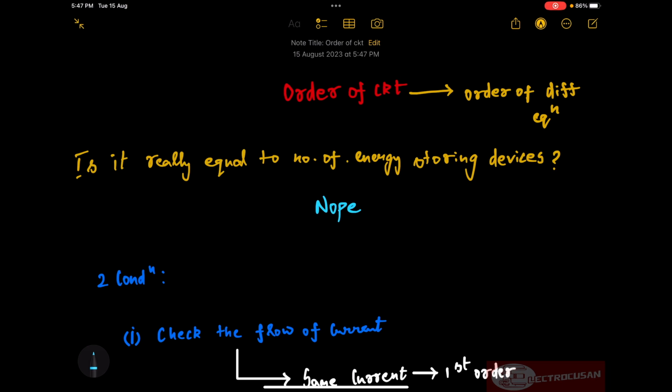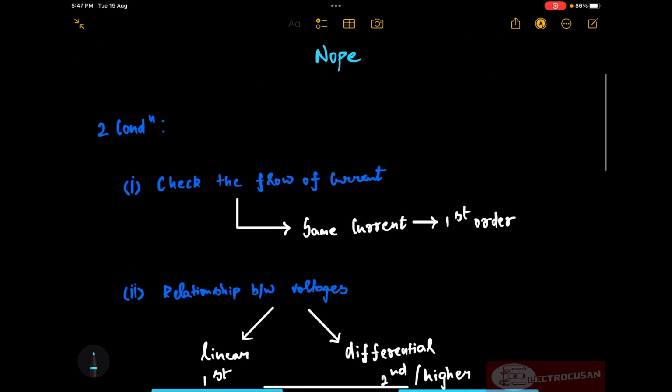Here I will be discussing some of the conditions that you should follow in order to find the order of the circuit. There are two conditions. The first one is to check the flow of current in the circuit. For example, if you are given a circuit that has two capacitances in series and a resistance and some other circuit here, the I1 current flows through the C1 capacitance and the same I1 current also flows through the C2 capacitance. So here the order of the circuit is 1.